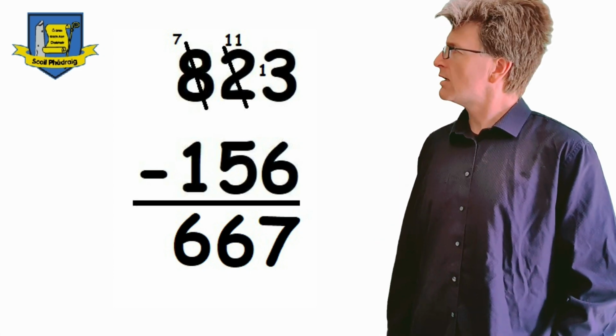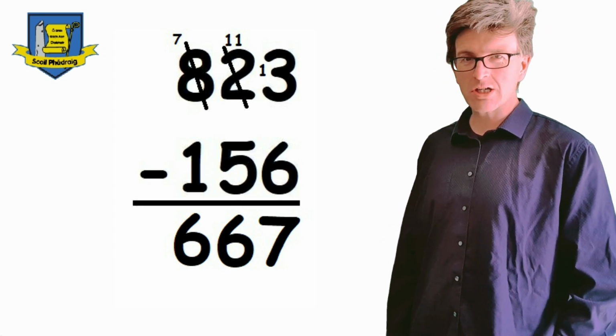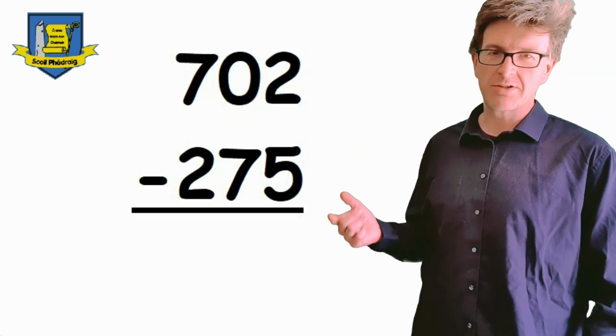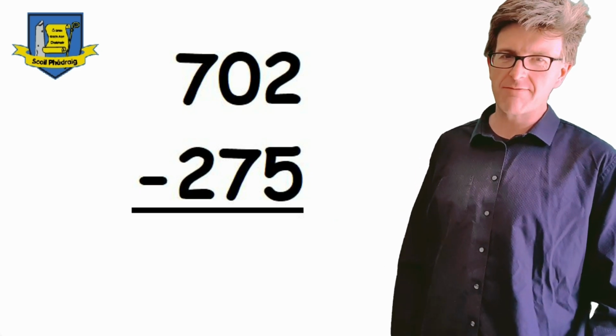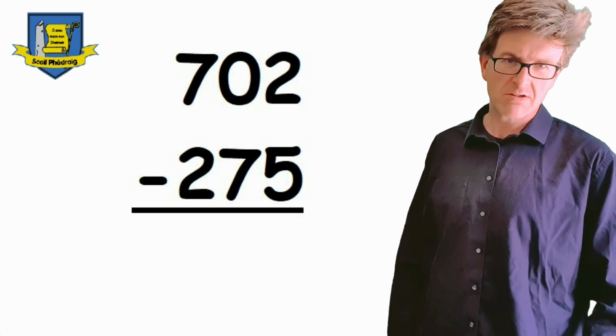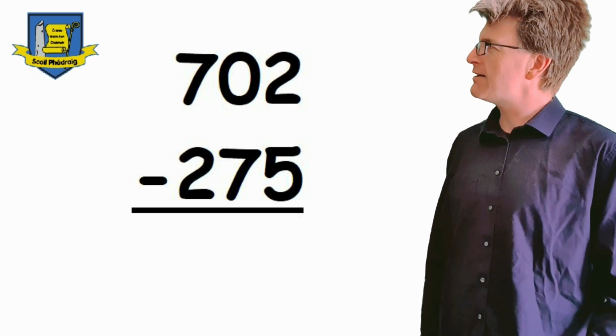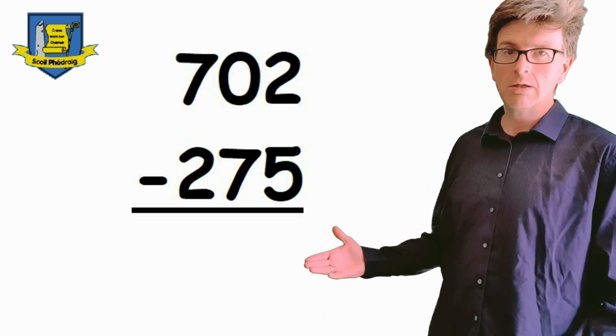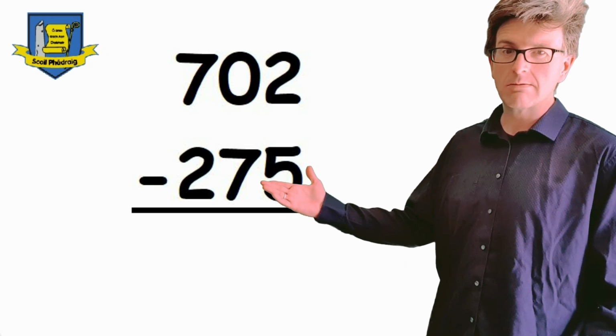It gets a little bit more complicated when you have to regroup for the units and you don't have any tens. Look at this example here. So we have 702 take away 275. We go top take away bottom for the units. 2 take away 5. Can't do that, so we need to regroup. We need 10 more, but we don't have any tens.